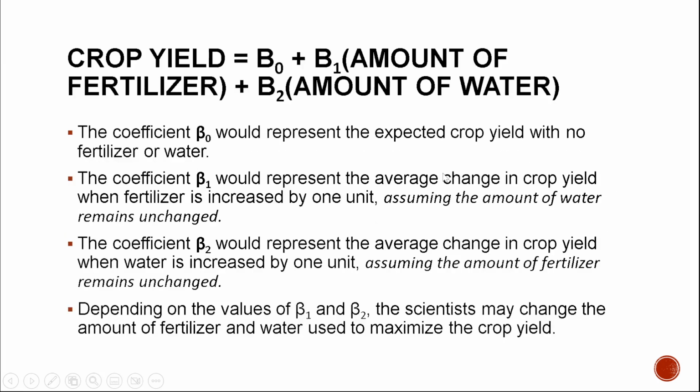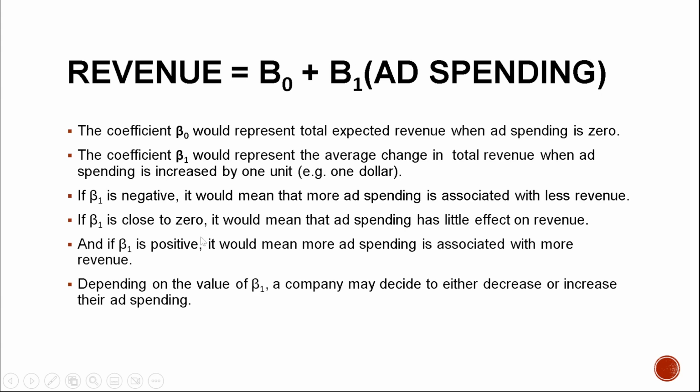So it will be like that. It will go down because it's negative. It would mean that more spending is associated with less revenue. While if B1 is close to 0, it would mean the ad spending has little effect on revenue. So when you have B1 that is 0, the line is just straight. So there's no significant change in the revenue. If B1 is positive, it would mean more spending is associated with more revenue. So that means if the value is higher in the spending, the revenue would also increase. So depending on the value of B1, a company may decide to either decrease or increase their ad spending.